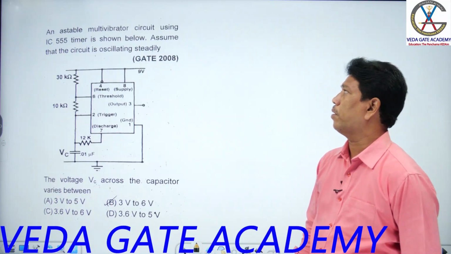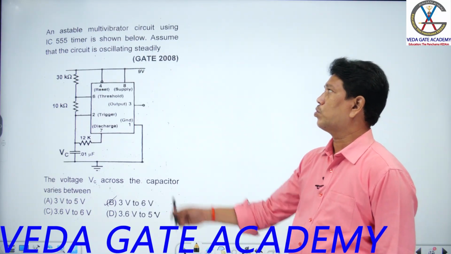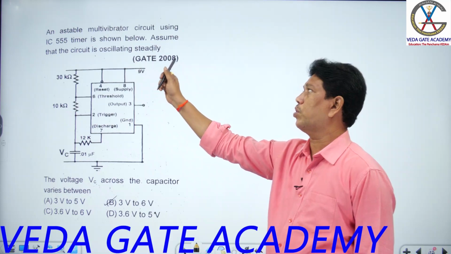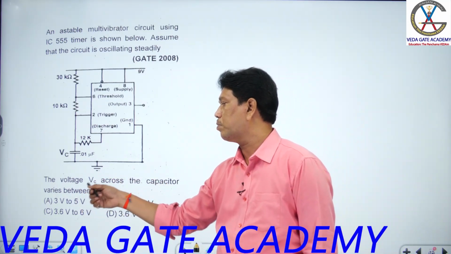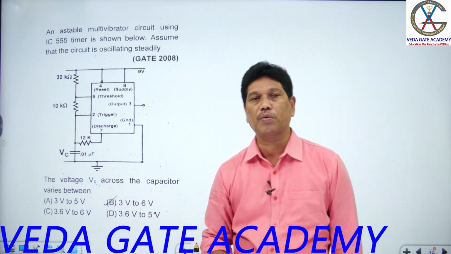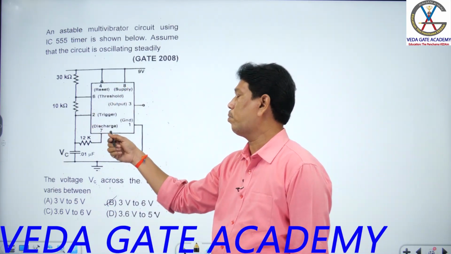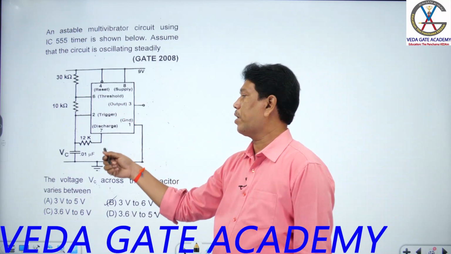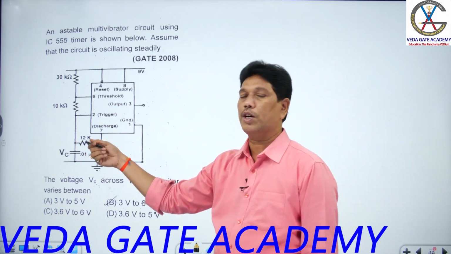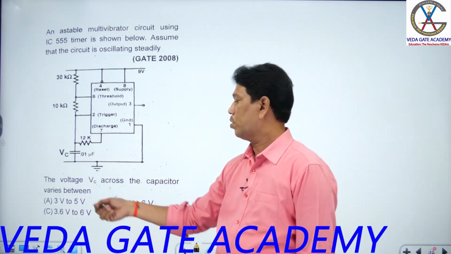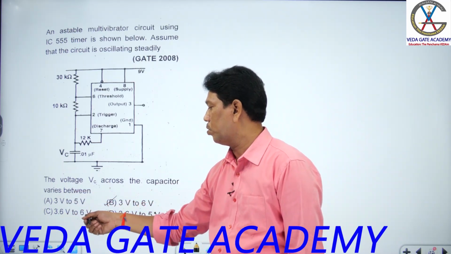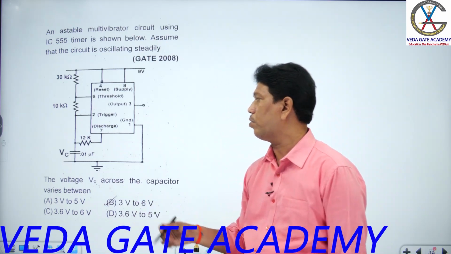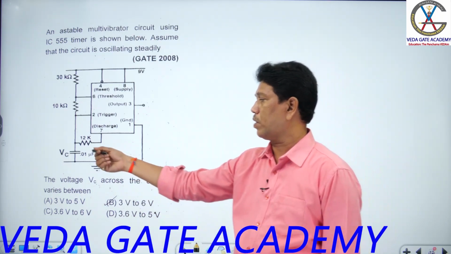In an astable multivibrator using IC555, assume that the circuit is oscillating steadily. The voltage Vc across the capacitor varies between what? So this is an astable multivibrator of the IC555 timer. The capacitor voltage oscillates between what, he is asking. Options given: 3 to 5 volt, 3 volt to 6 volt, 3.6 to 6 volt, 3.6 to 5 volt. This is the capacitor voltage oscillating.